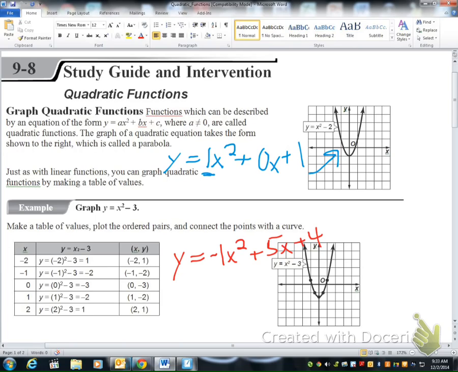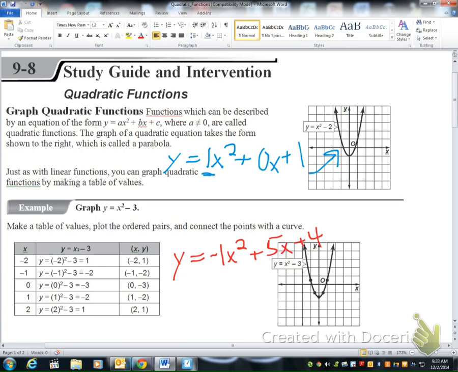So when x is 0, all of the x terms go to 0, so the constant term is your y. Just like with our linear equations, your constant is going to be your y-intercept every time. But as long as we don't have this term, it's also going to be the middle of our parabola. That's kind of convenient because, again, you guys were looking at the simple versions this year.